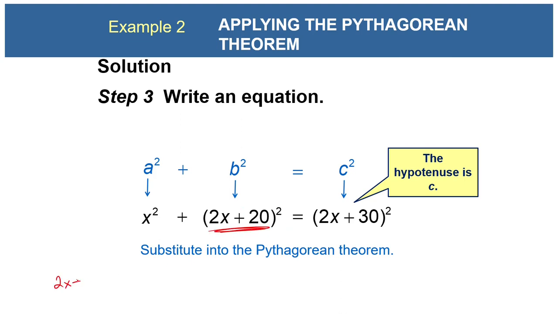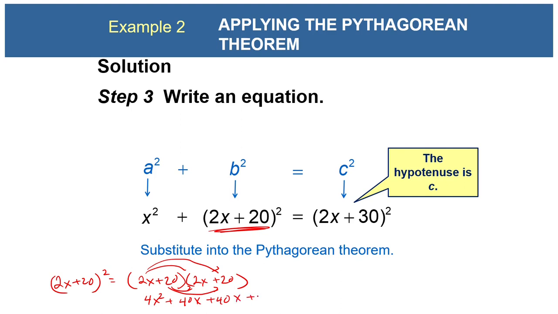We have (2x plus 20) squared equals 2x plus 20 times another 2x plus 20. We'll FOIL this out, and I get 4x squared plus 40x plus 40x plus 400. And if you collect like terms, this gives us 4x squared plus 80x plus 400. So this is what we're going to use to replace this part here, (2x plus 20) squared.